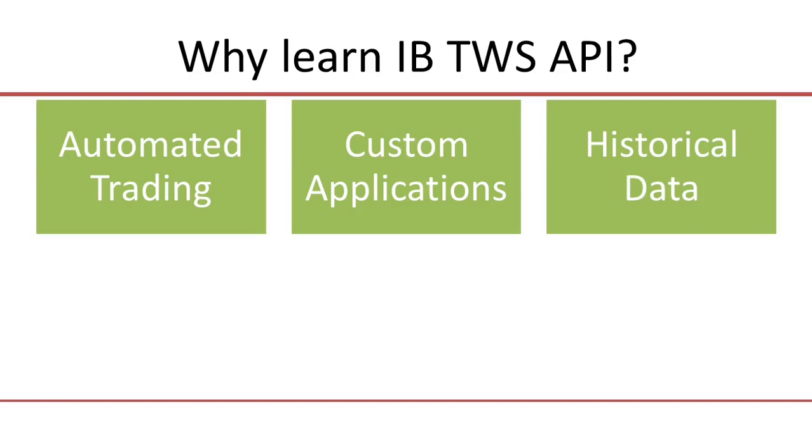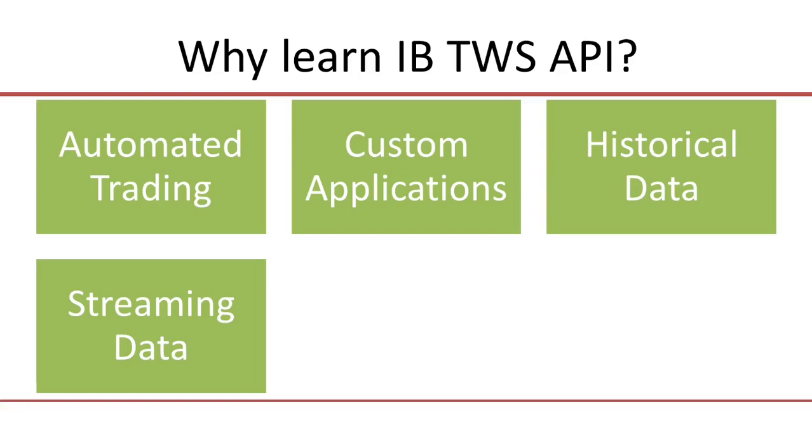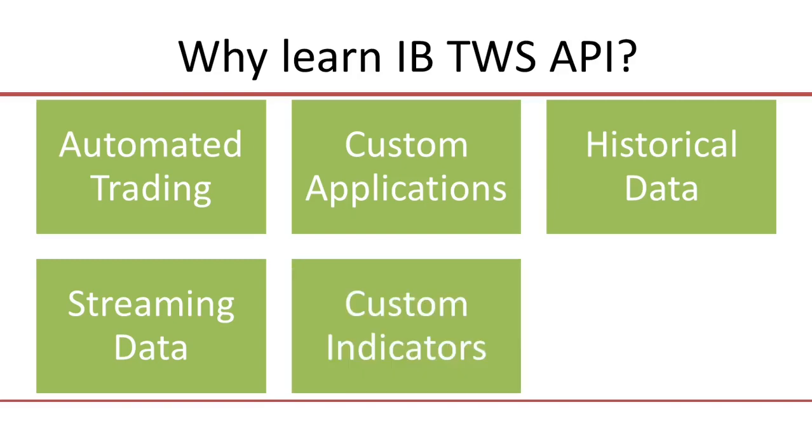You can use TWS API to fetch historical data and then use that historical data for backtesting the strategy on a specific set of instruments. Then you can use the streaming data to either live or paper trade your trading or investment strategy.